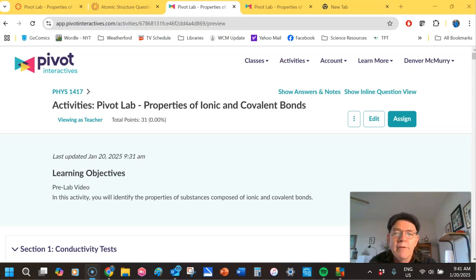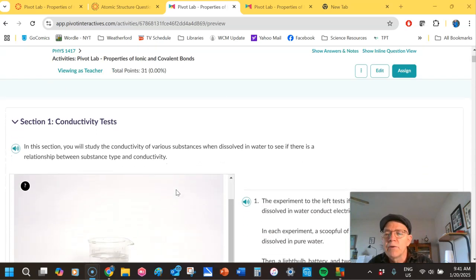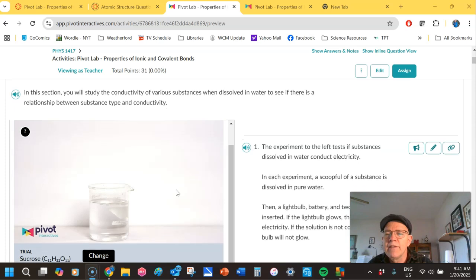We're going to talk about properties of ionic and covalent bonds. Actually, you're going to find out a lot, hopefully, about those and what makes each kind of bond, and how they are different from each other. Are they made of metals, non-metals, both, neither? Okay, to start with, you're going to have the conductivity test here.